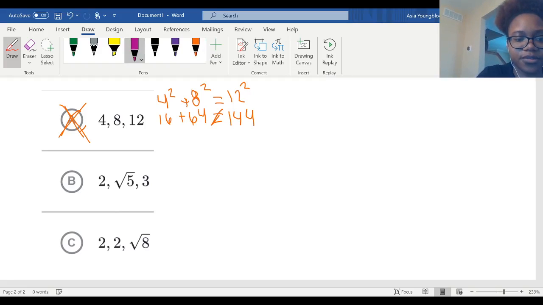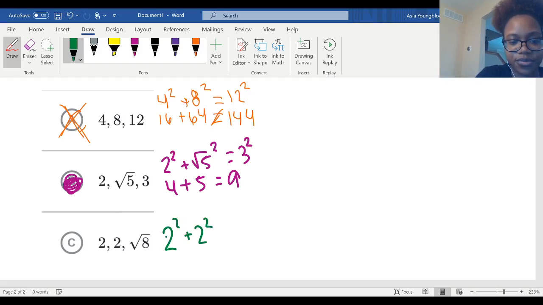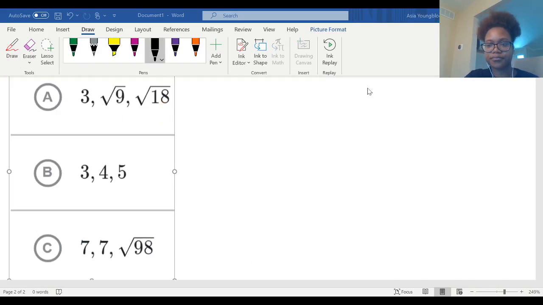Okay, let's do the next one. 2 squared plus the square root of 5 squared equals 3 squared. 4 plus 5 equals 9. Yes, it does. So B would be an answer. And for the last one, 2 squared plus 2 squared equals the square root of 8 squared. 4 plus 4 equals 8. Yes, it does. So that one is going to be an answer. So our two answers for this one would be B and C.